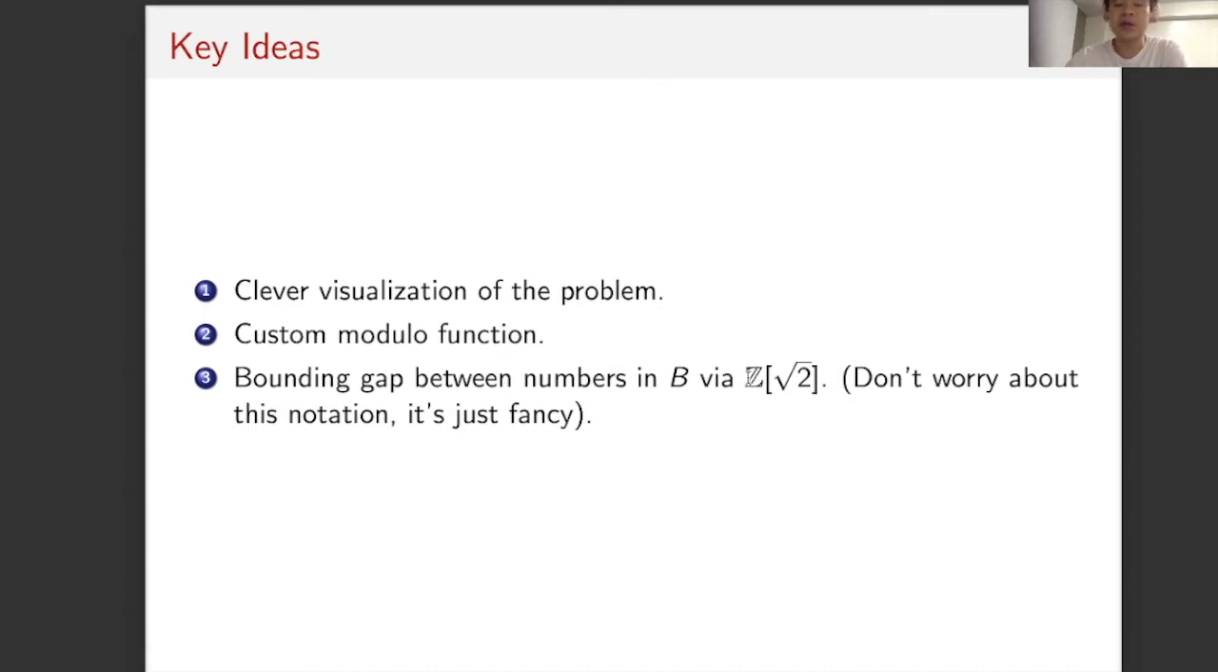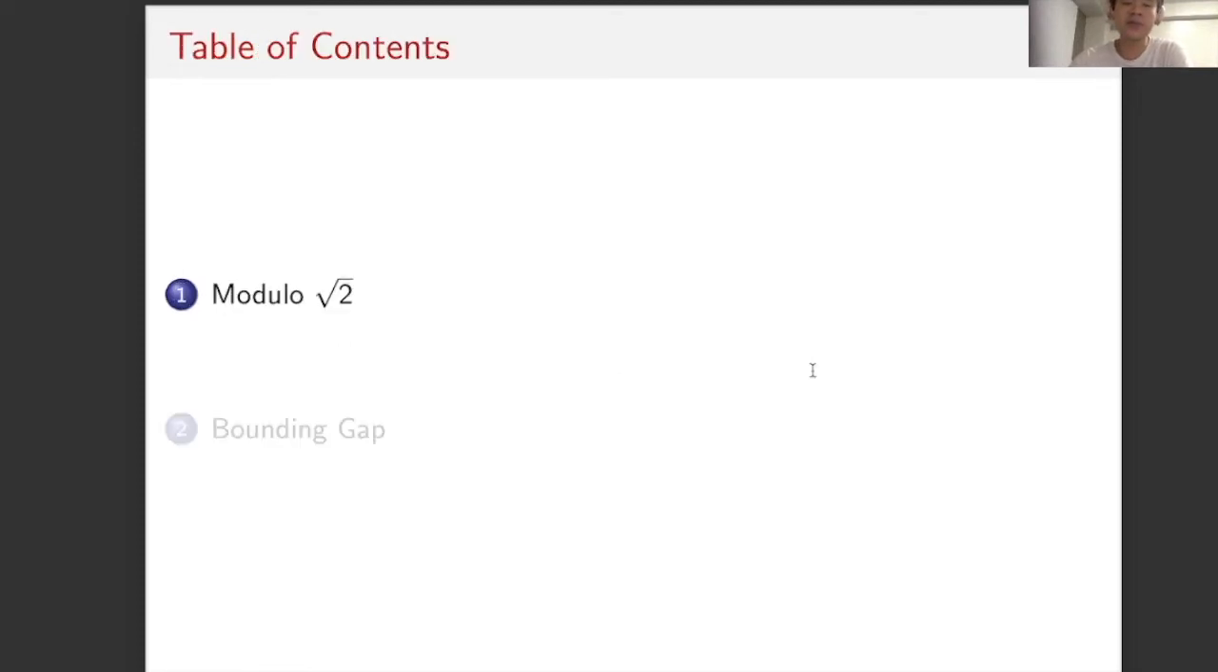Here I use this notation of Z, the ring of Z and square root 2. But don't worry about this notation. I'm using it here just for fanciness. Maybe if you are already a college student or have taken some college class, then you might appreciate this a bit more. But this is not really necessary to solve this problem.